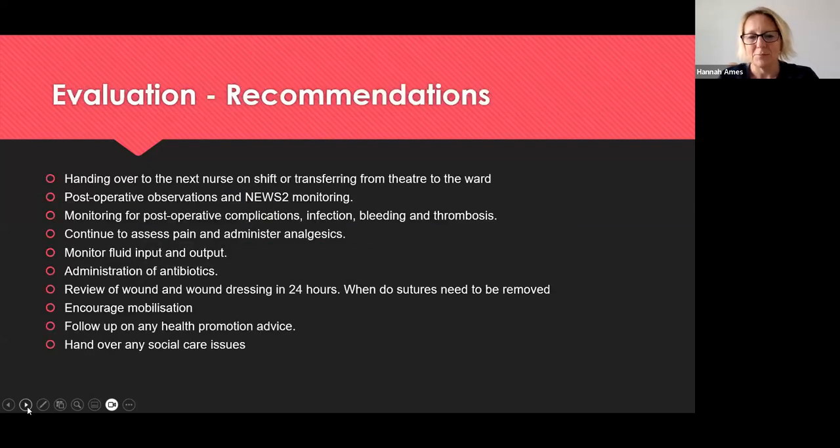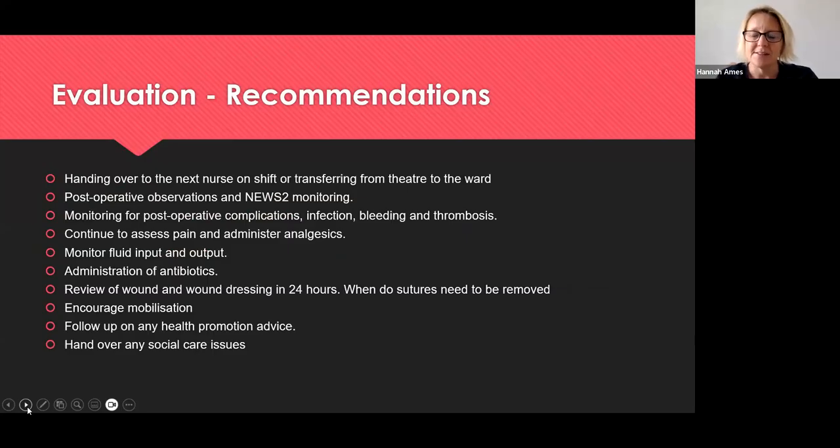Evaluation. So again, when I do my evaluation recommendations, it all depends on your scenario on the day and who you're handing over to. We might be handing over to the next nurse on shift, and we might be transferring them from the theatre to the ward. We could be discharging them at home and handing over to the community nurse for dressing review or suture removal. So again, always read your scenario.